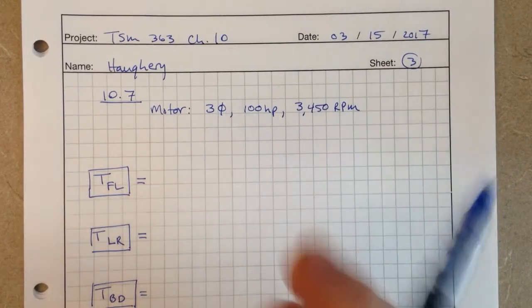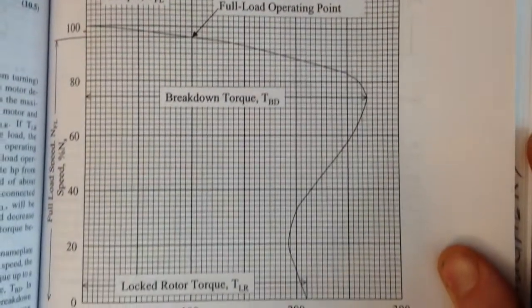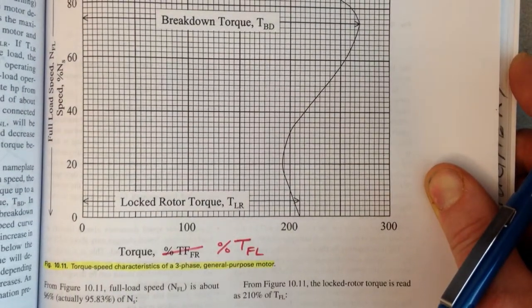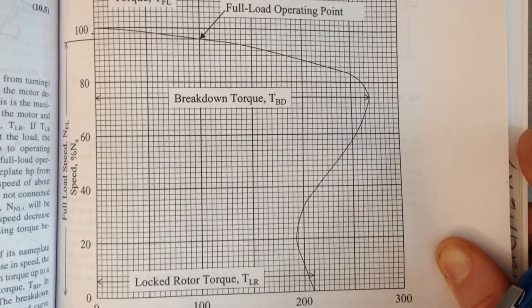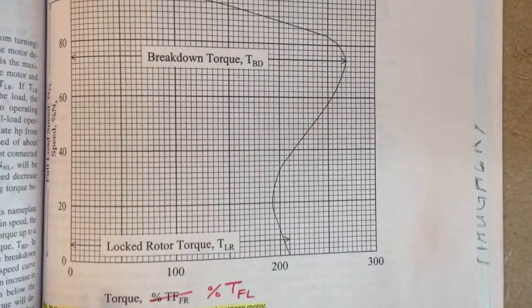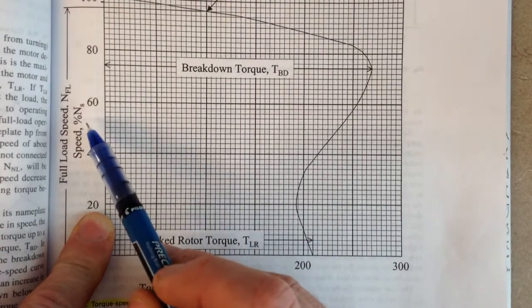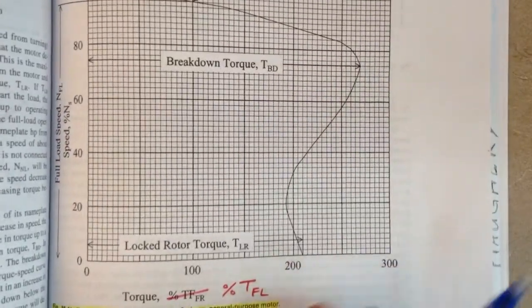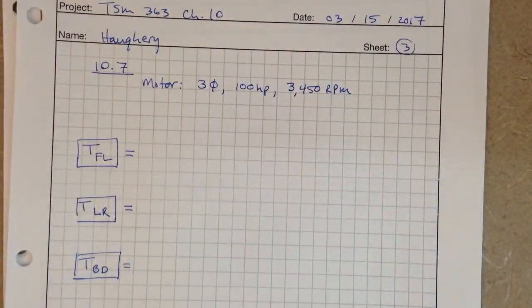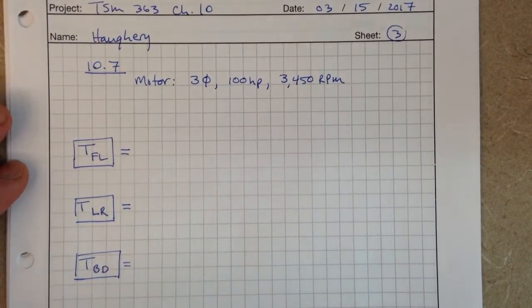So this is important. We have a 3-phase motor. If we turn to the speed torque curve in our chapter 10, this table here will give us the torque per speed comparison or relationships. Along the bottom, we have percent full load torque, and along the y-axis, percent synchronous speed. Pulling relationships from this chart, we can find our full load torque, our locked rotor torque, and our breakdown torque.